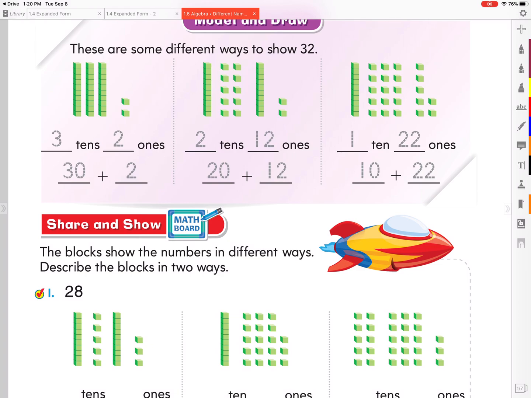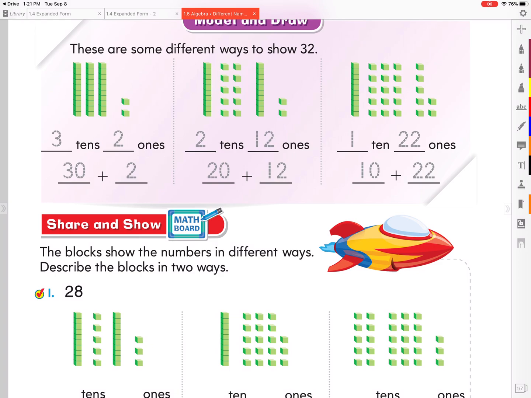The pink page says, hey kids, this is what we're doing. We're still on expanded form, writing different names for numbers, and just showing that we know the value of two-digit numbers. So this is a little review, and we're going to work through the first 3 pages so we can get in a little extra practice. In your pink, go ahead and write your name up there. I'll give you a little bit of time.